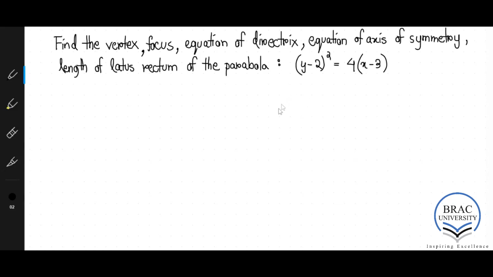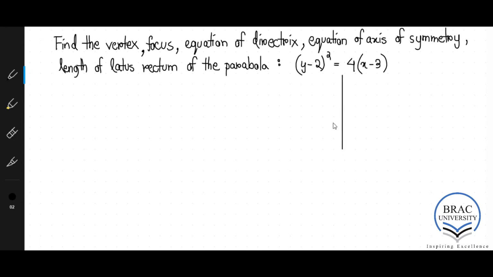So let's say we have this equation. Find the vertex, focus, equation of directrix, equation of axis of symmetry, and length of latus rectum of the parabola (y - 2)² = 4(x - 3). First thing to note here is that this is not centered at the origin.